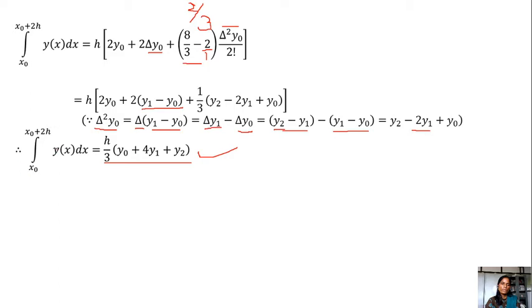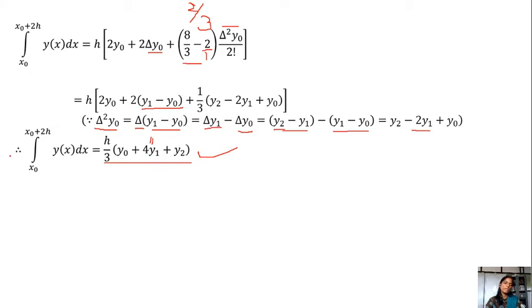When in the LHS the limit of the integration is from x0 to x0 plus twice h, h by 3 is common, and functional values are y0, y1, y2. So write in bracket y0, y1, y2, and whichever middle functional value is there, the coefficient of that functional value is 4. So it is simply y0 plus 4y1 plus y2.